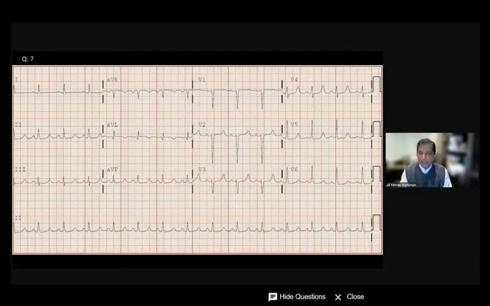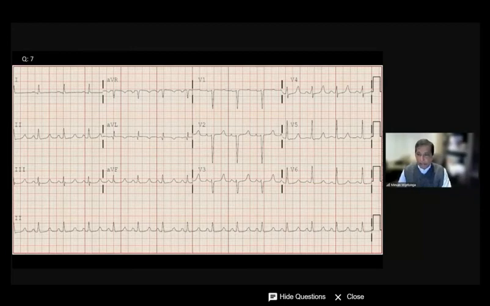What do you consider next? Now, this is very basic ECG reading, and I'm not trying to trick you, but this is something we often forget, including myself. So what do you do next? If you look at this ECG, is there anything that strikes your eye? That's all I'm asking. What would you think?